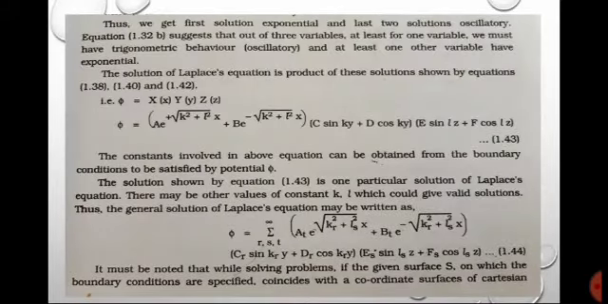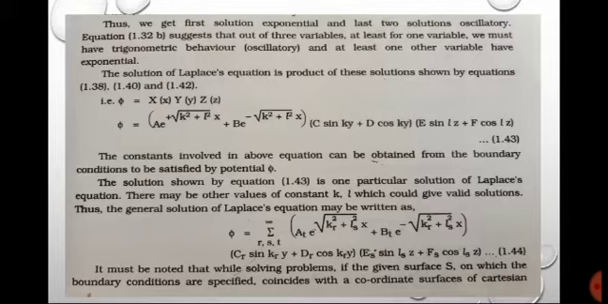Thus we get the first solution exponential and the last two solutions oscillatory. Equation 1.32b suggests that out of three variables, at least one variable must have trigonometric behavior, that is oscillatory behavior, and at least one other variable must have exponential behavior. The solution of Laplace equation is a product of the solutions shown by the above three equations.